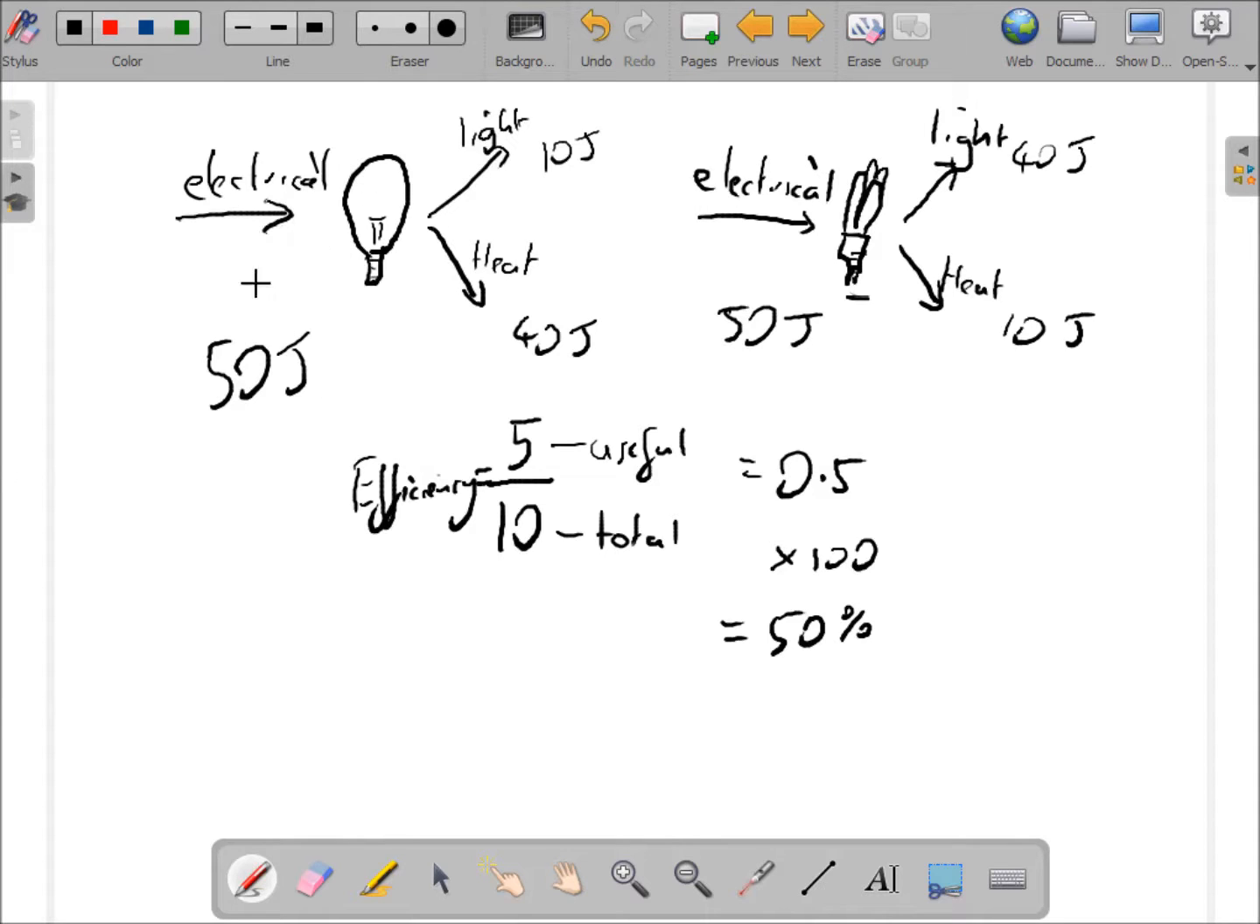And that's exactly the same with energy. We divide the useful energy by the total amount of energy we put in, and we get a measure of electrical efficiency, or just energy efficiency.